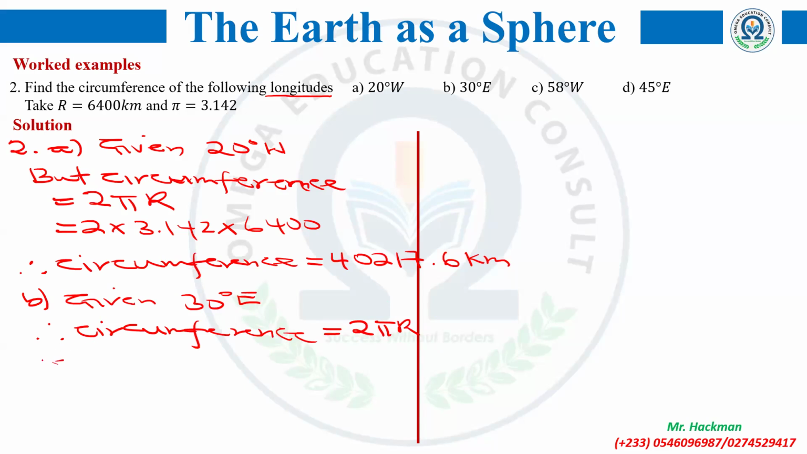So this will be equal to, we go and substitute. So quote the formula, let the formula guide you. So it will be 2 times what? You are going to get 3.142. That's your pi. Then times your r, which is 6400. Okay, so I'm waiting for your answer, then I will attach my km.